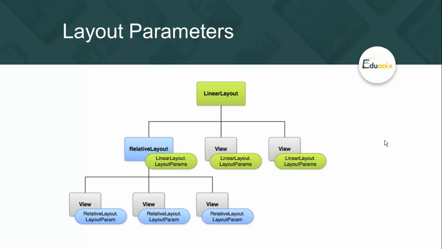Three views are derived from the relative layout. These three views will have the parameters of the relative layout. The properties of the linear and relative layouts are different. We will get the corresponding parameters of the parent. The three views at the bottom will get the parameters of the relative layout, which is their parent. The relative layout and the other two views will get the parameters of the linear layout.